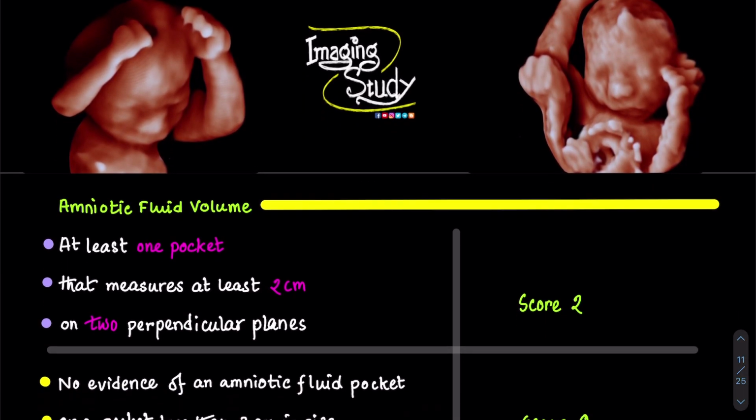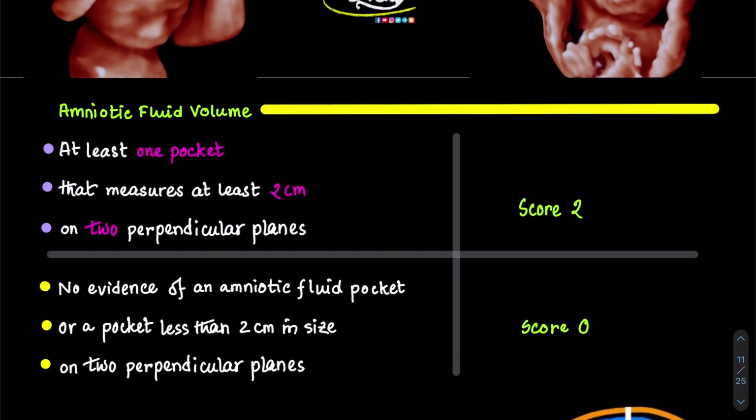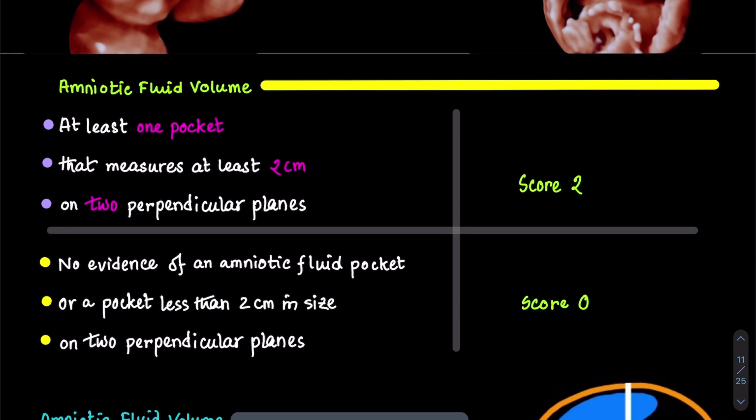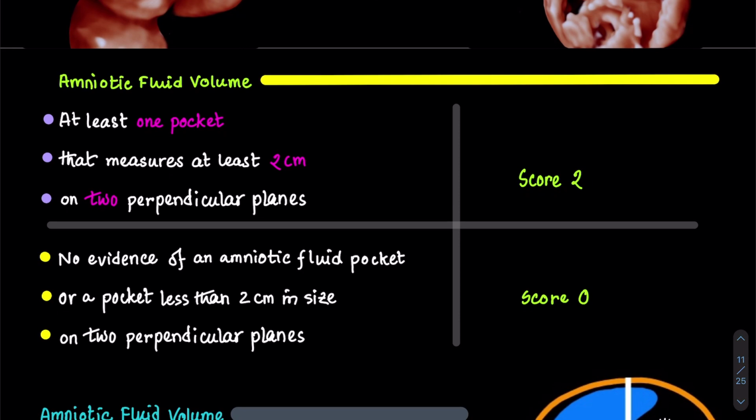We commonly use amniotic fluid index or AFI to assess amniotic fluid volume. But for biophysical profile scoring, the amniotic fluid measurement technique is slightly different. To give a score of 2, there should be at least one amniotic fluid containing pocket which measures at least 2 cm on 2 perpendicular planes, that is horizontally and vertically. If can't find that, then the score will be given 0.